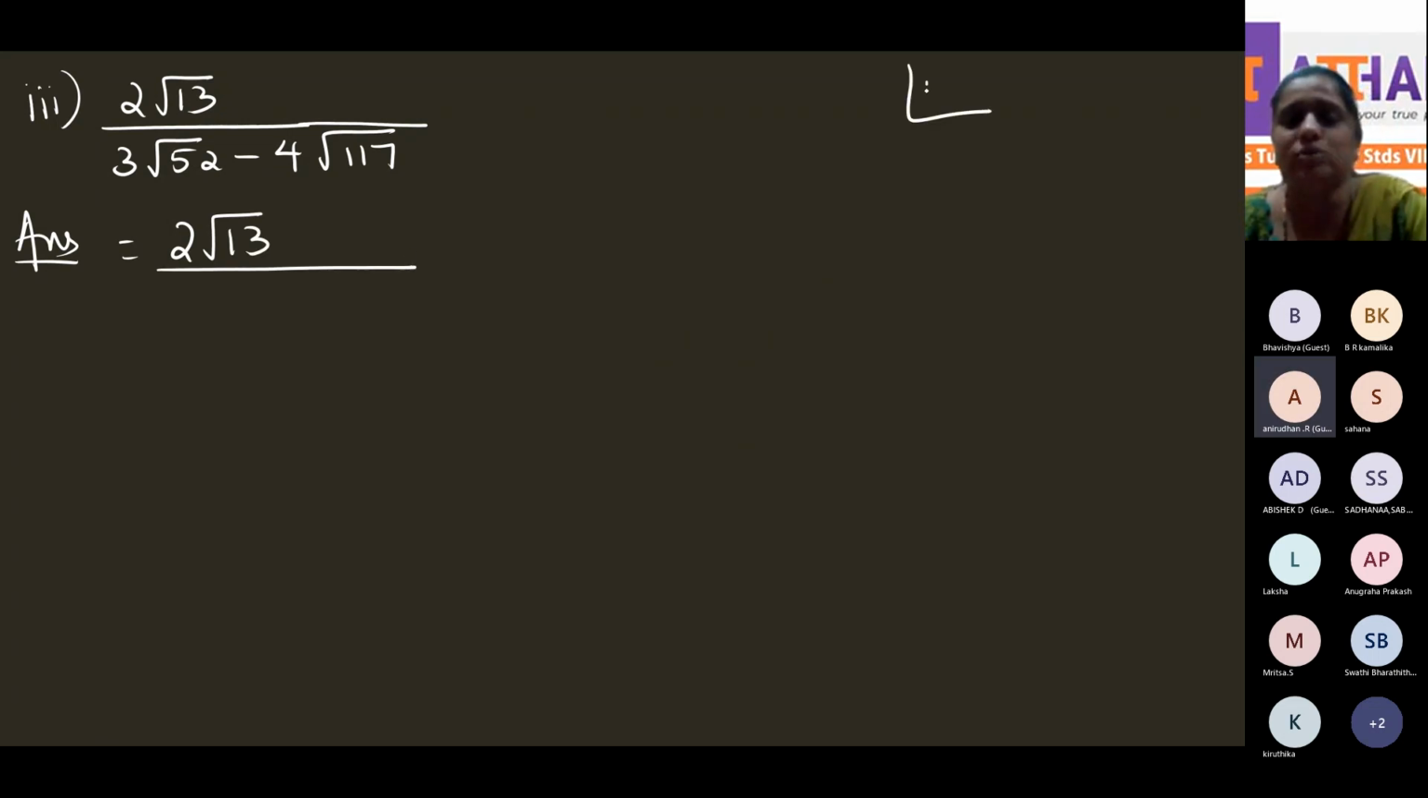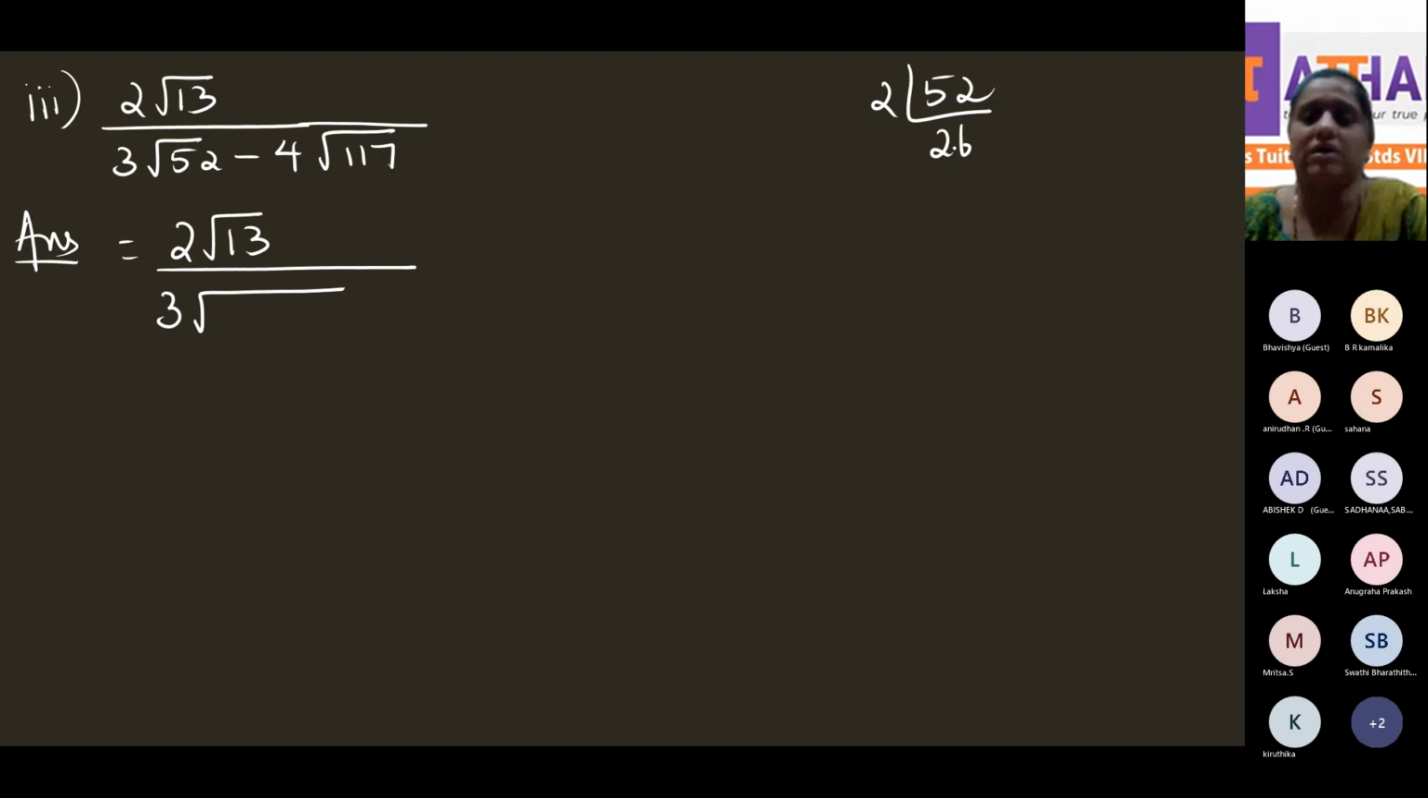Now, help me do this, Anirudh. 2 how many times? Tell me, I'll write it here. 52 divided by 2 is what? 26. Yeah. Then 13, ma'am. So what should I write under the square root here? 3 square root of 2 into 2 into 13. Very good.